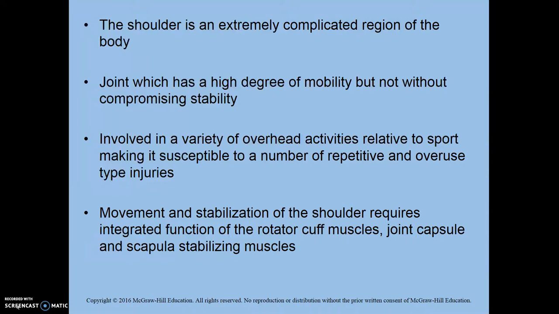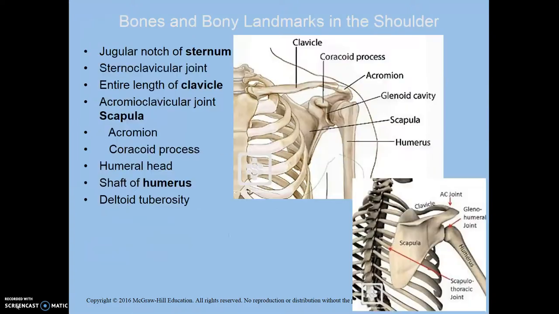So when we think about moving and stabilizing this joint, we need to think about the rotator cuff muscles. We have to think about the capsule and the scapula and how the scapula works with the shoulder. So let's start by talking about shoulder anatomy.